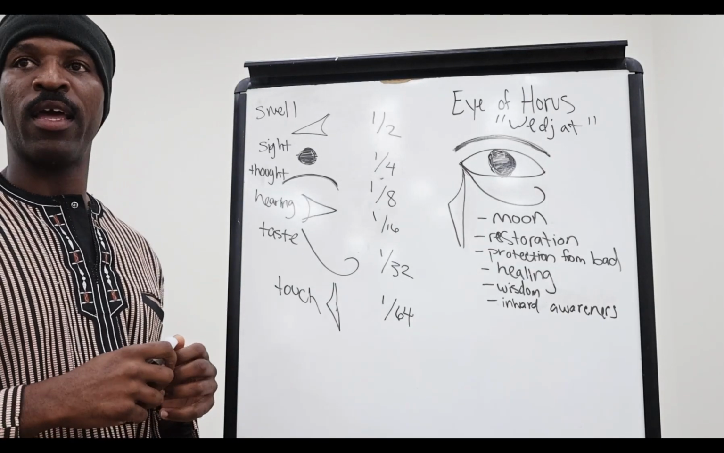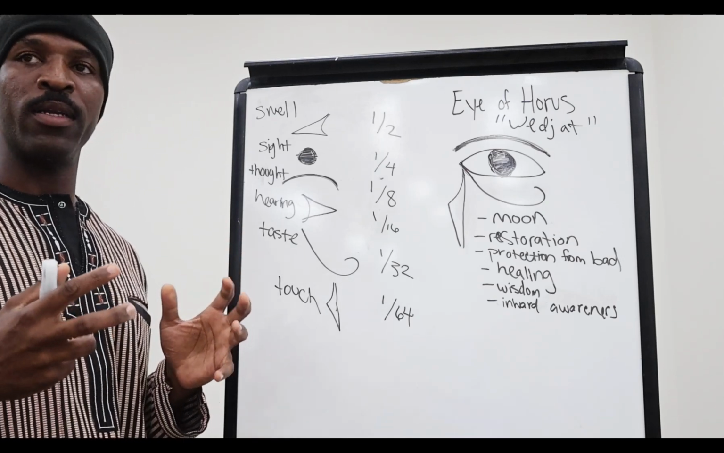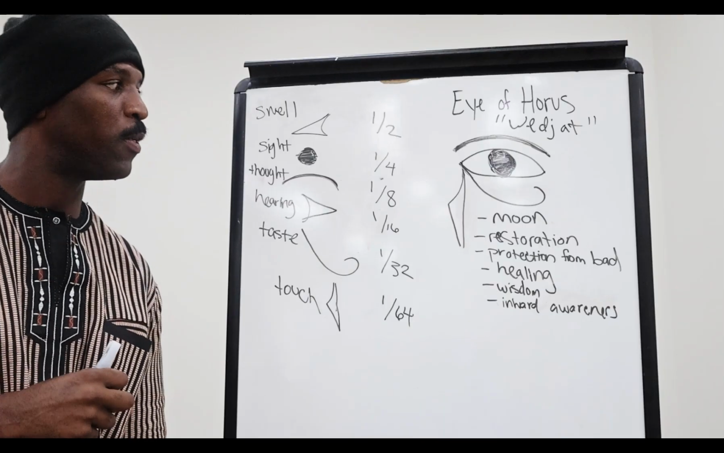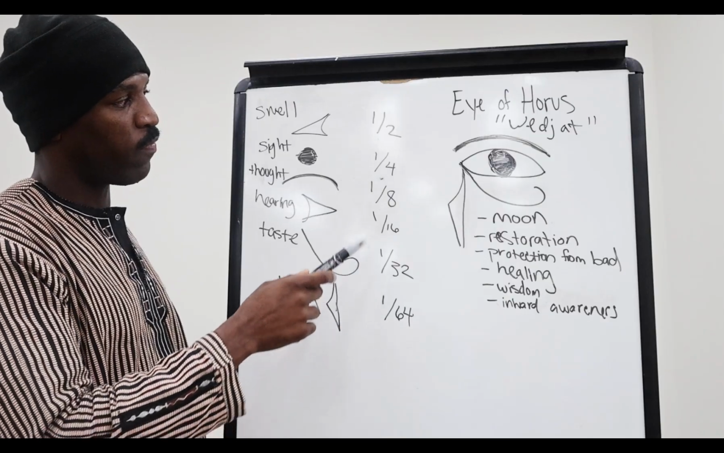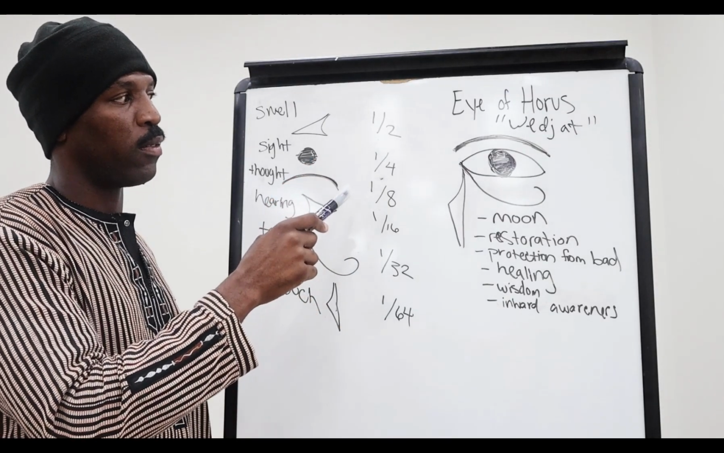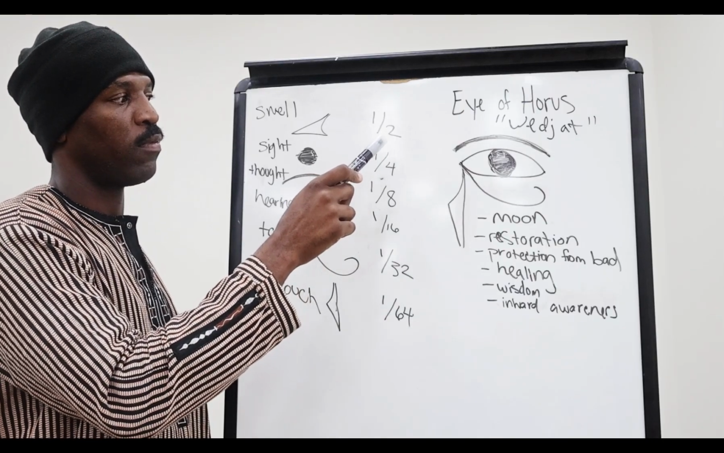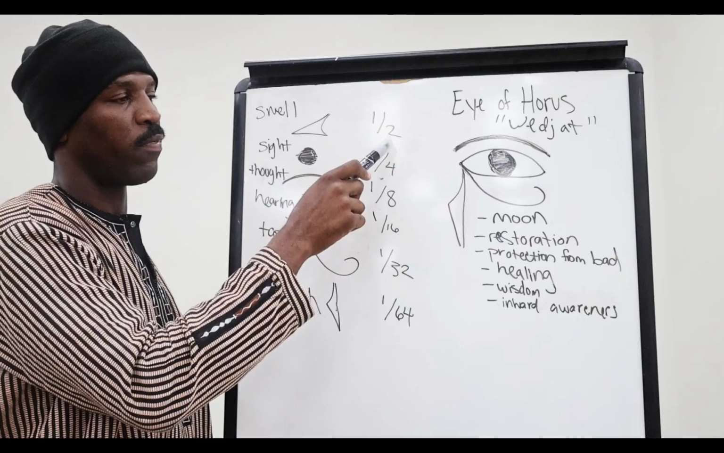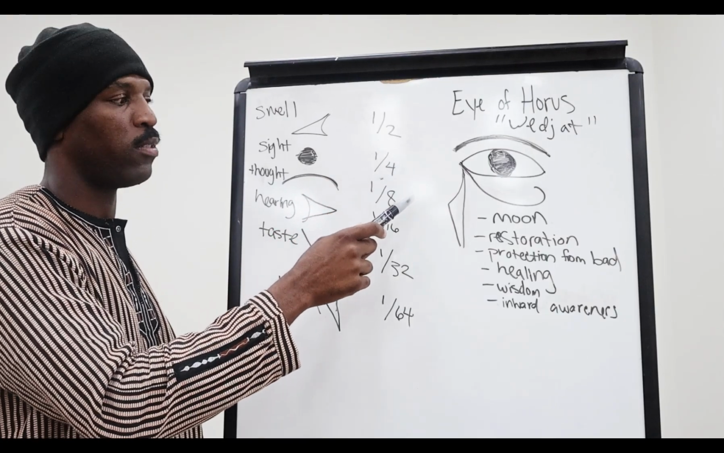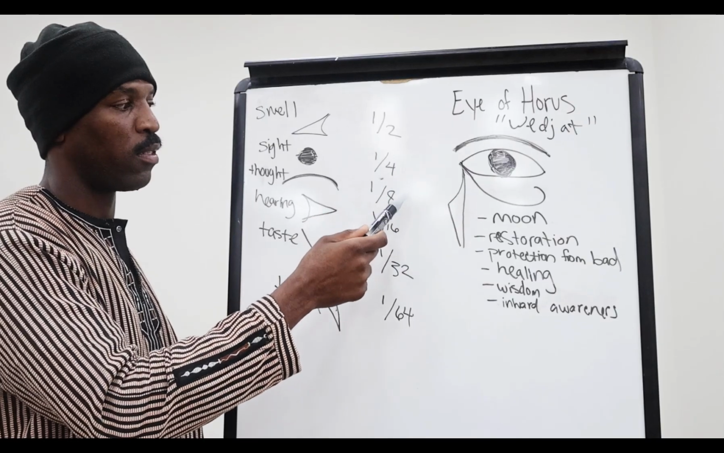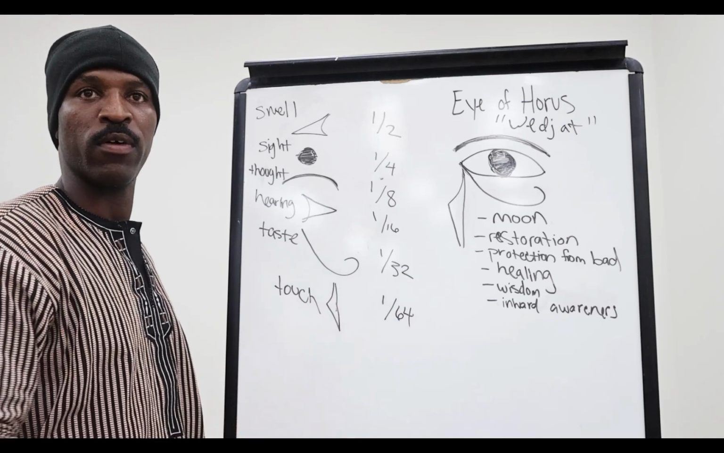So it was said that Thoth reconstructed the eye and put it all back together, which is your mind being one and being whole again. Okay. So also you will notice that each of these fractions are divided by 2. 1/2 divided by 2, you get 1/4. Divide that by 2, you get 1/8. Then you go to 1/16, 1/32, and then 1/64, okay?